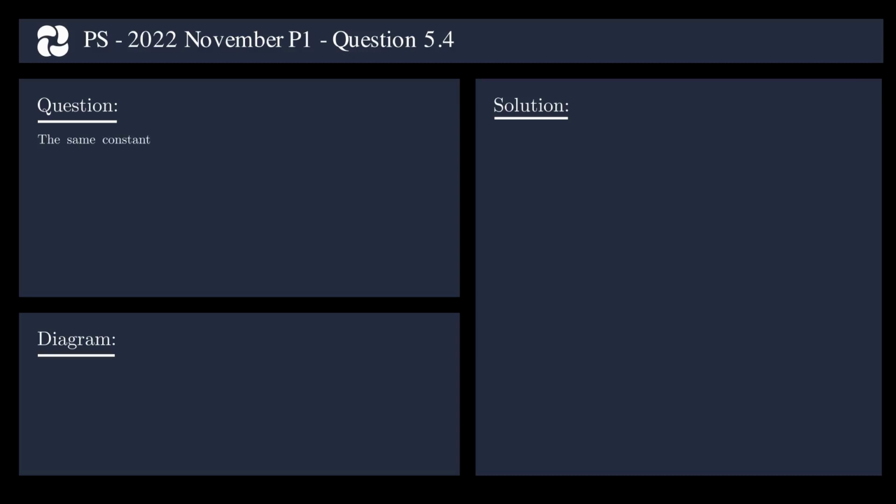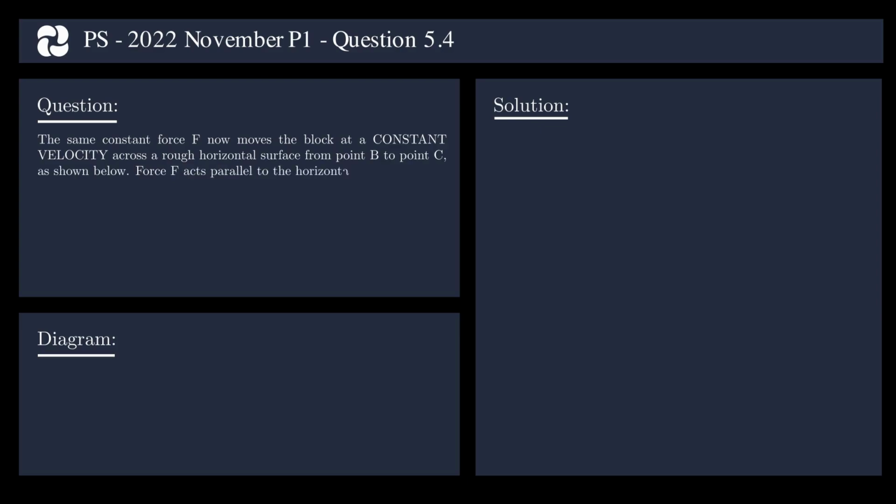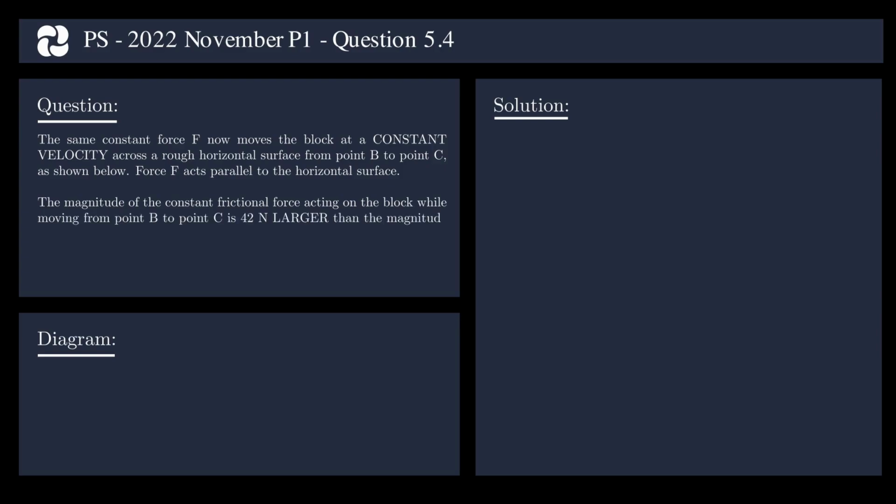The same constant force F now moves the block at a constant velocity across a rough horizontal surface from point B to point C, as shown below. Force F acts parallel to the horizontal surface. The magnitude of the constant frictional force acting on the block while moving from point B to point C is 42 newtons larger than the magnitude of the constant frictional force acting on the block when it moves from point A to point B. Calculate the distance from point A to point B.